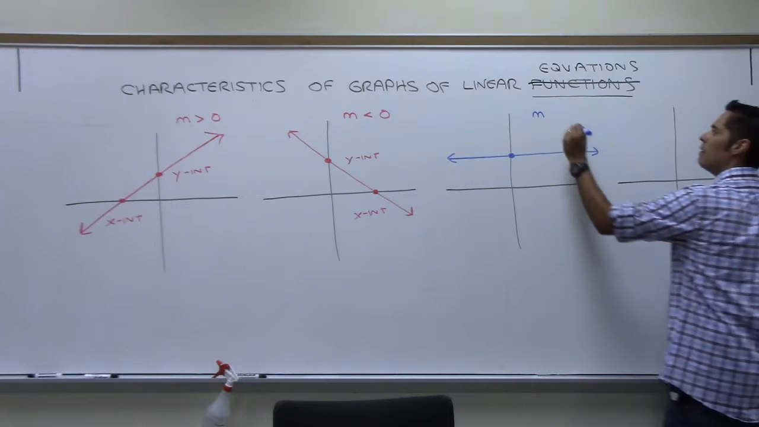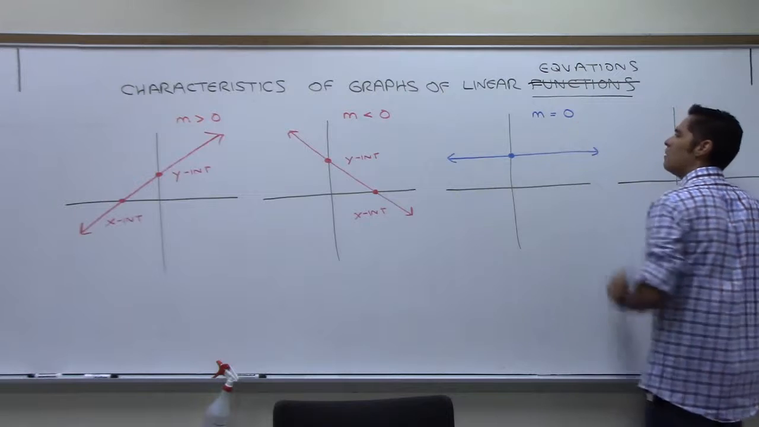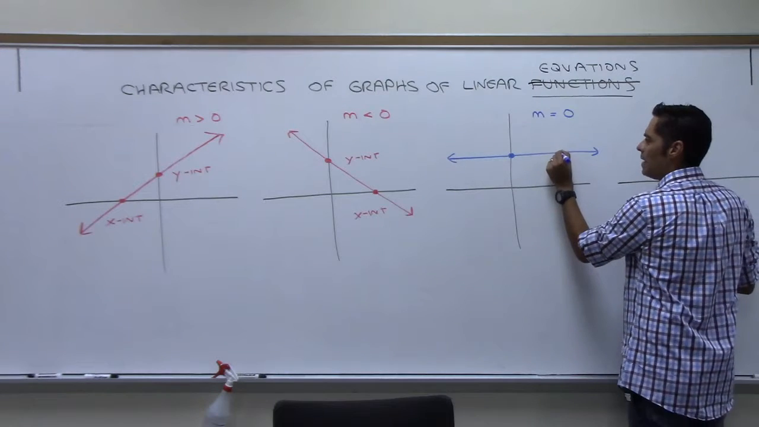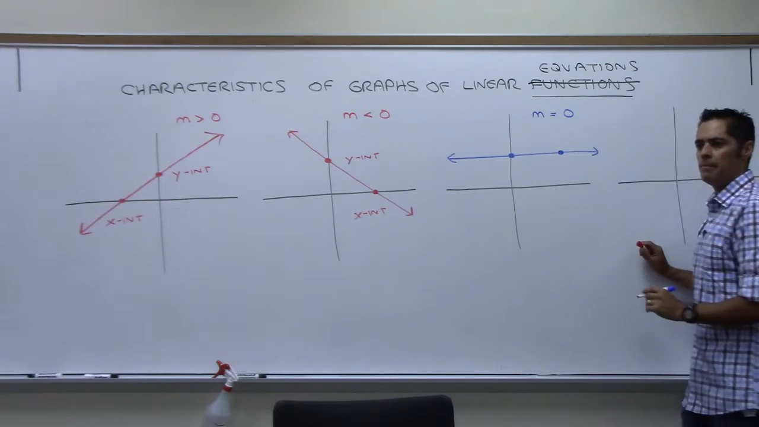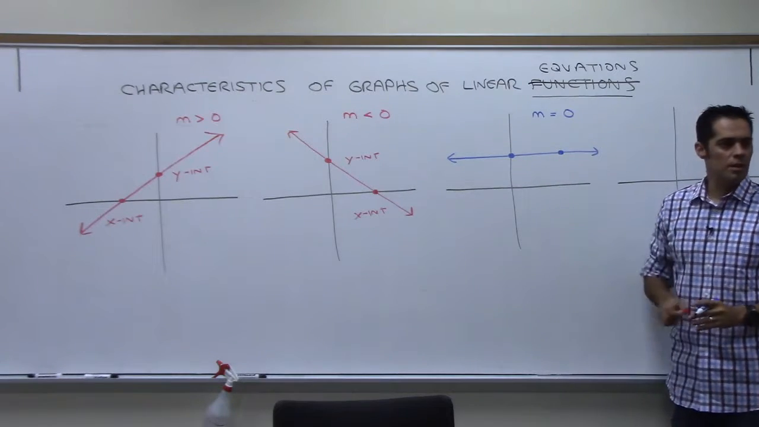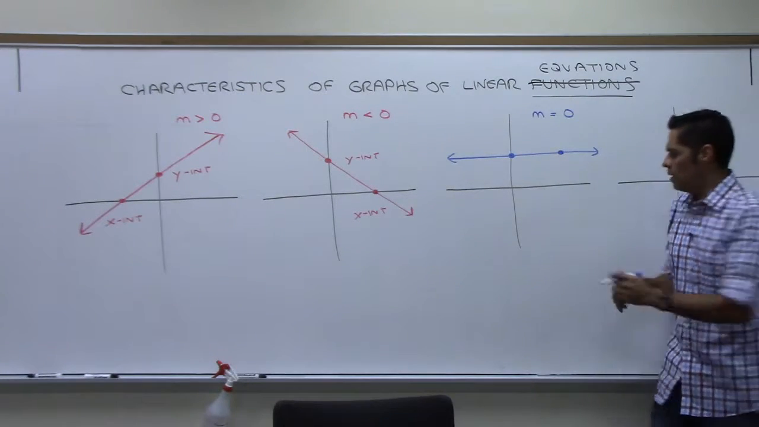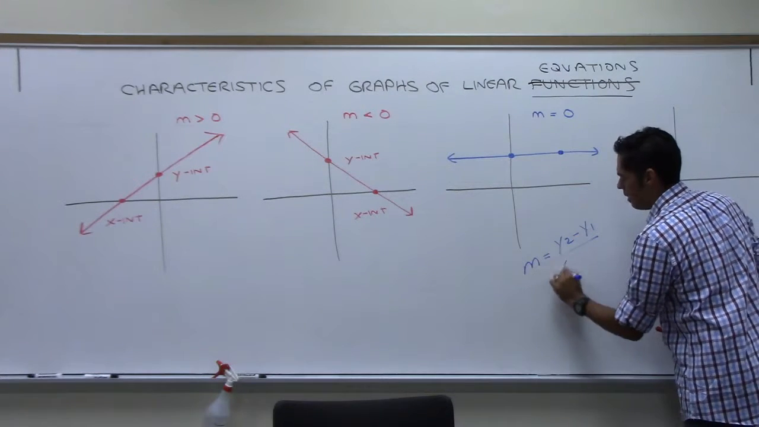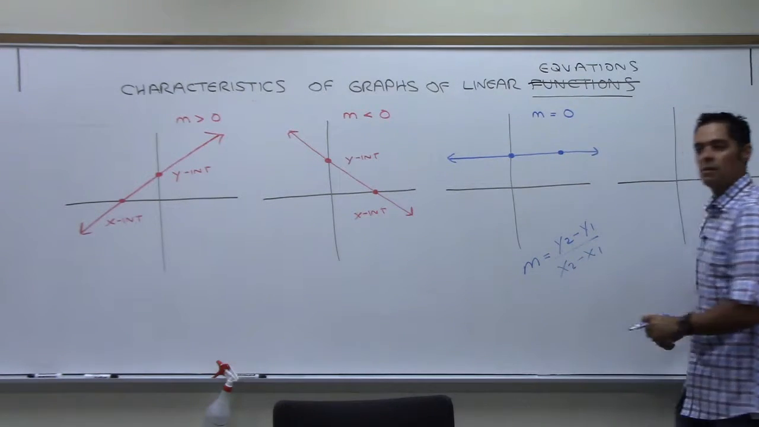0. All horizontal lines have a slope of 0. Think about this. If I took 2 points, and I said find the slope between those 2 points, you would take y2 minus y1. Remember that in the formula? y2 minus y1 over x2 minus x1, right?